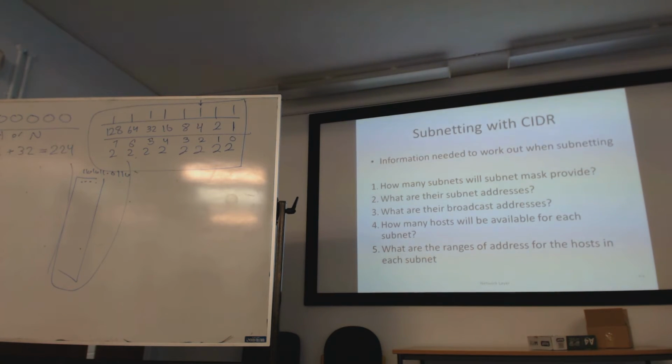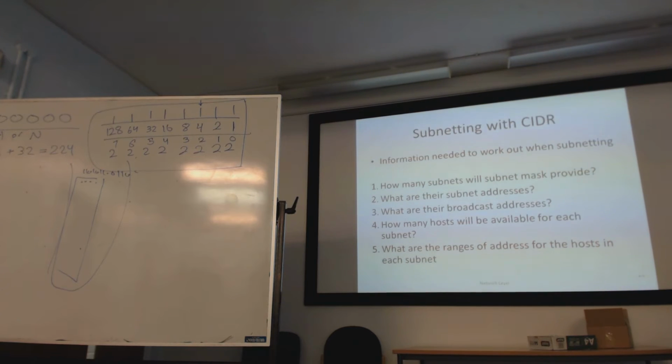What information is required? This is important. Information required to make this work: if I'm doing subnetting, first, how many subnets will a subnet mask provide? That's the first question. Second, what are the subnet addresses? When I'm defining this, you need to have those addresses available. Because each portion is being divided into a set of subnets, i.e. a set of networks, each one of those networks will have a local address and a full definition of that subnet. What are their broadcast addresses?